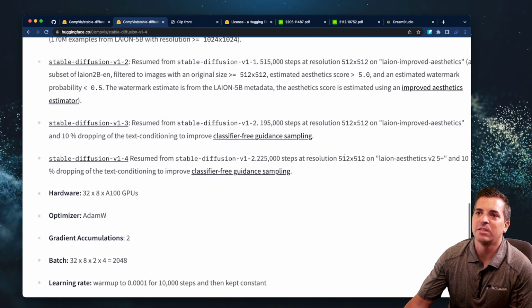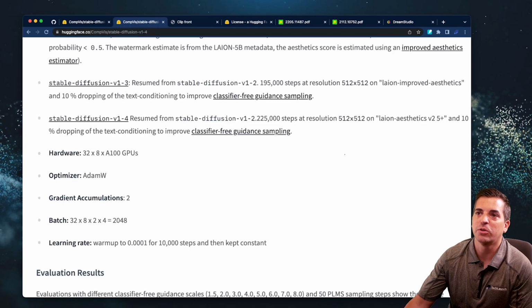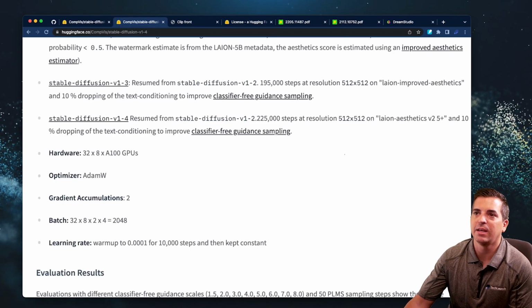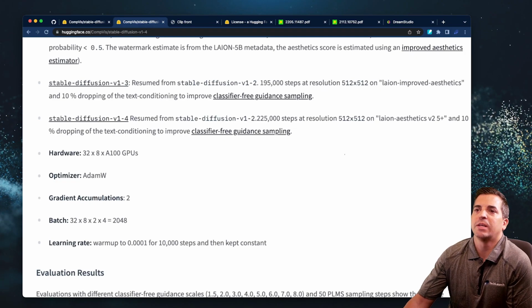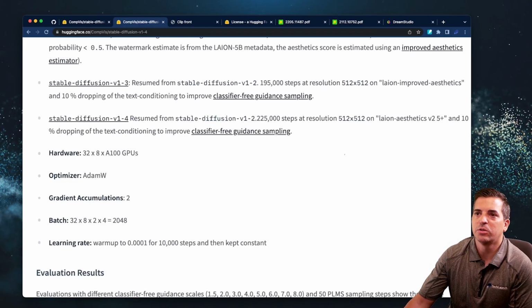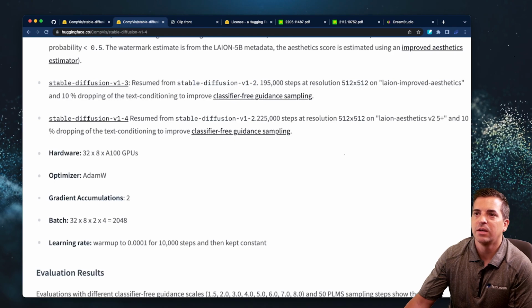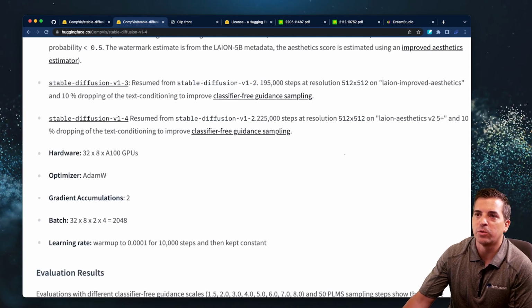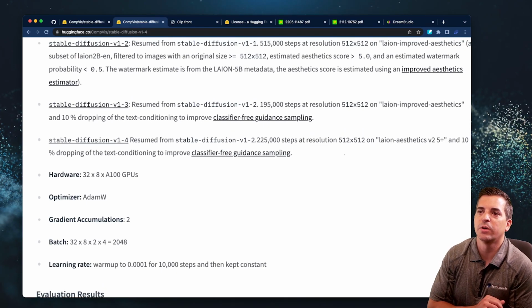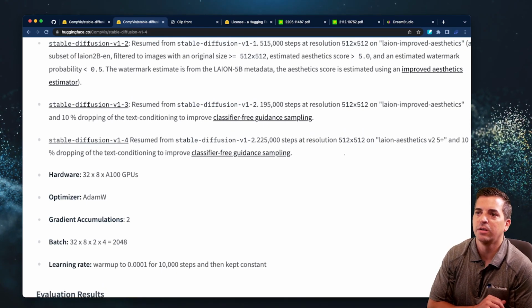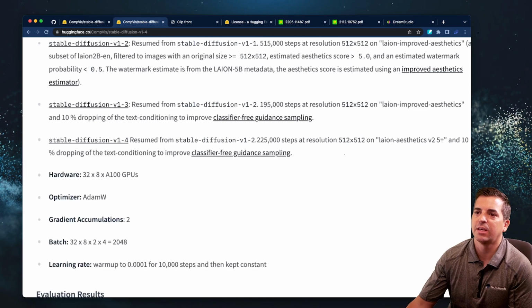So anyway, you can see the hardware that was used. There were 32 by 8 A100 GPUs. The optimizer was AdamW. There were 2 gradient accumulations. The batch was 2048, and the learning rate was a warm up to 0.0001 for 10,000 steps, and then kept constant.